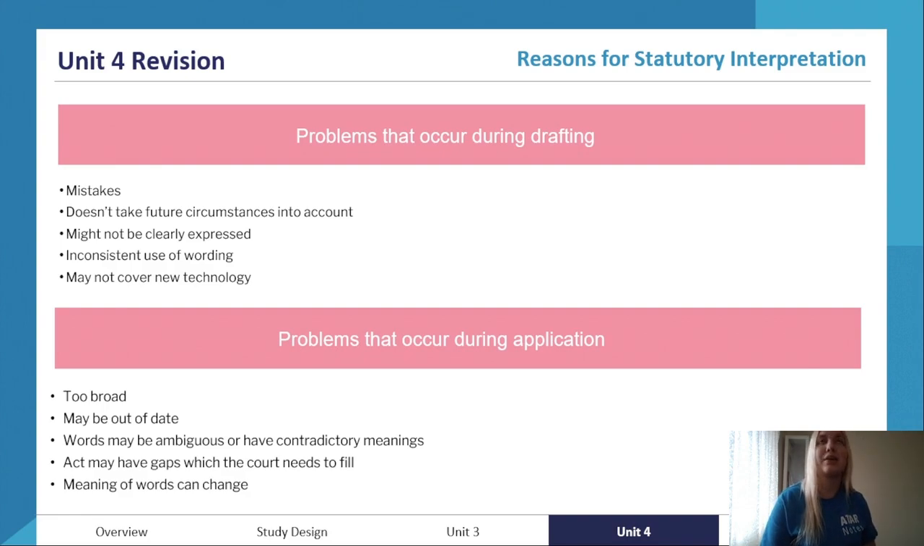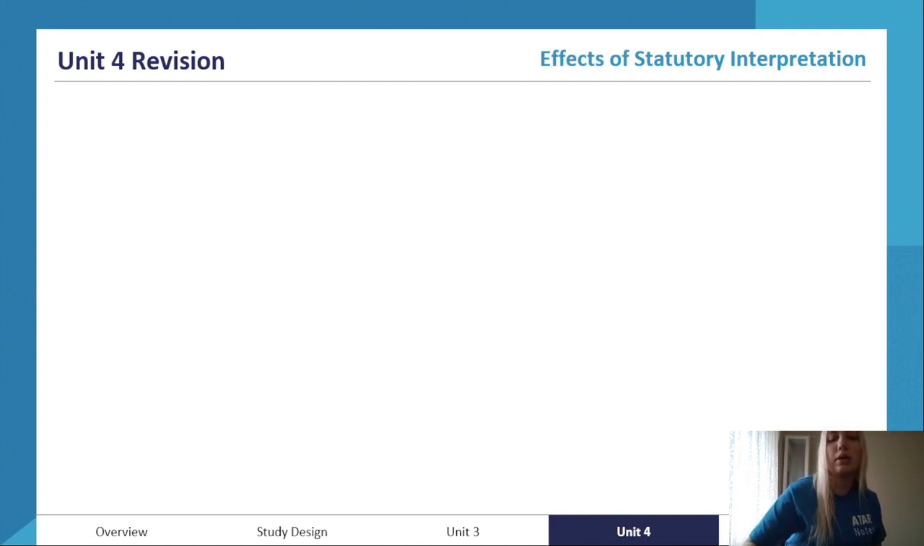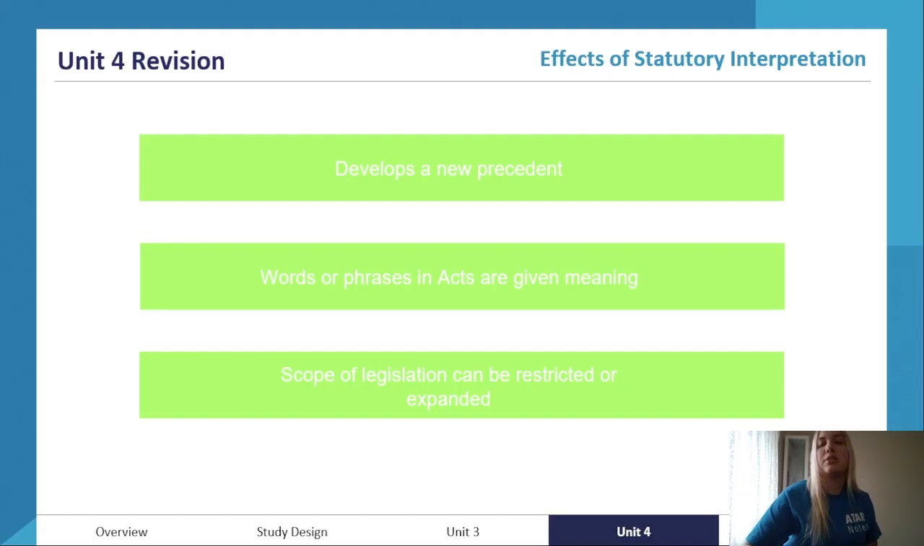Consider a word like reasonable being used in the act, like we looked at the accused's right to be tried without unreasonable delay. That would require statutory interpretation most of the time. Legislation can also be out of date, not updated. New technology may have come out that's not included. Words can be ambiguous or contradictory. There might be gaps in circumstances that haven't been taken into account or put in the legislation.